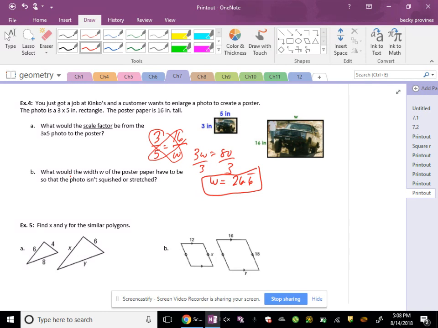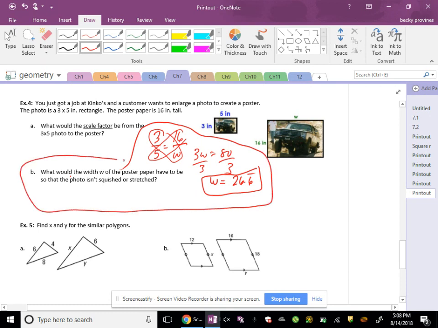Oh, you know what? I answered the wrong question. All right, so I just did part B. Part A says what would be the scale factor? Okay, sorry, let's back up. What would be the scale factor? So from the original to the new one, is the picture getting bigger, smaller, or staying the same?